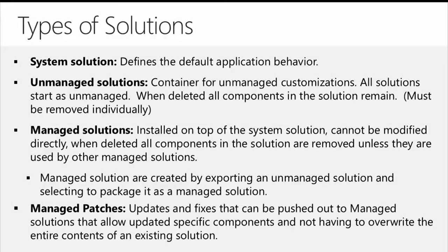There's several different types of solutions inside a CRM environment, and let's just talk about some of the key ones that you're going to encounter. The first one, as I mentioned, is the system solution. The system solution really defines the default application behavior. This is a combination of all customizations that have been made to the environment, whether they are coming through unmanaged or managed solutions. It takes everything out of the box functionality and defines the actual application behavior, or what users are going to experience in the application.